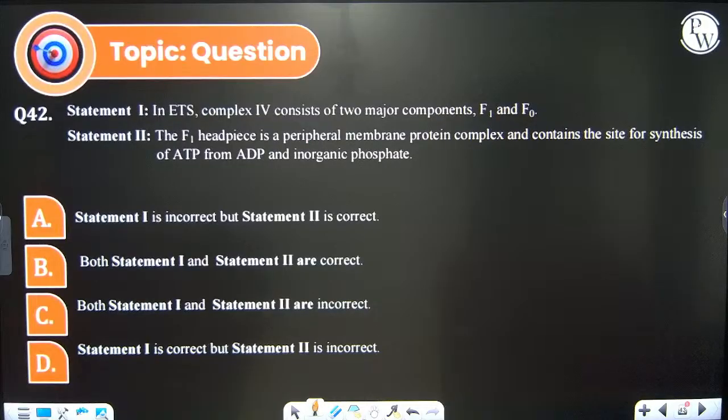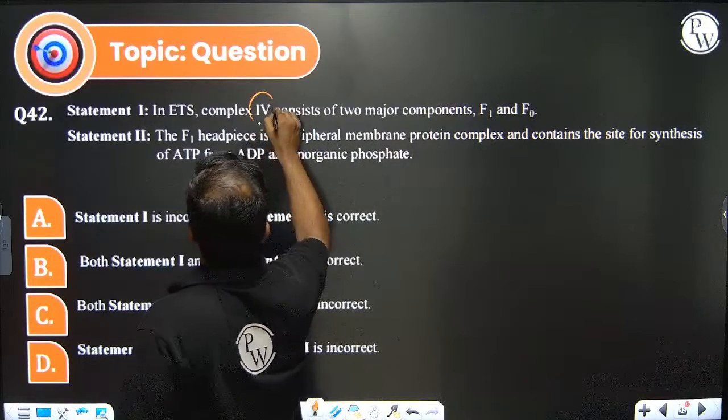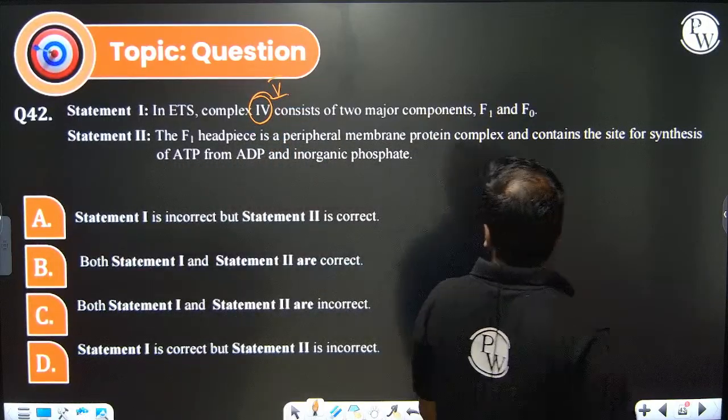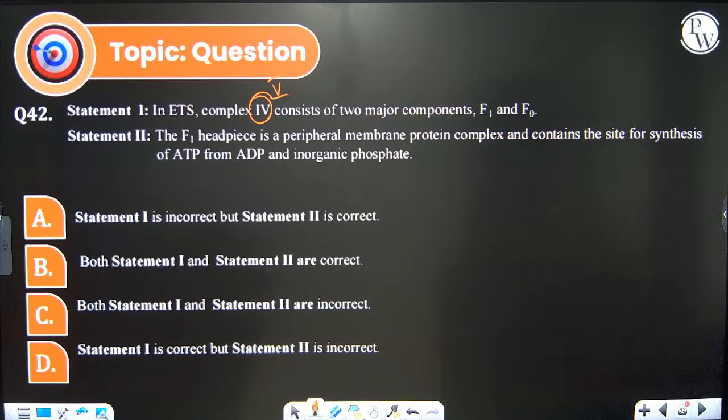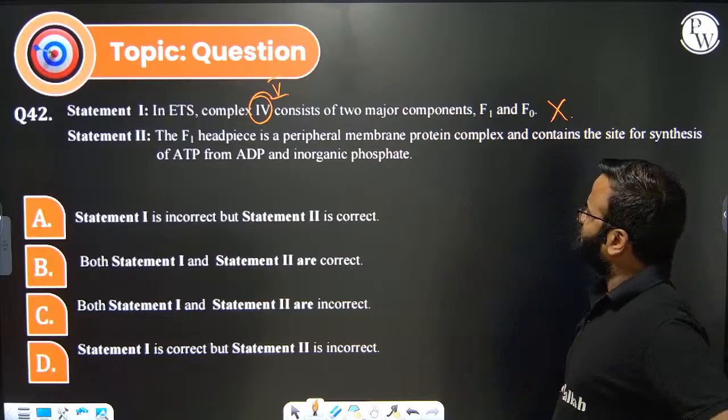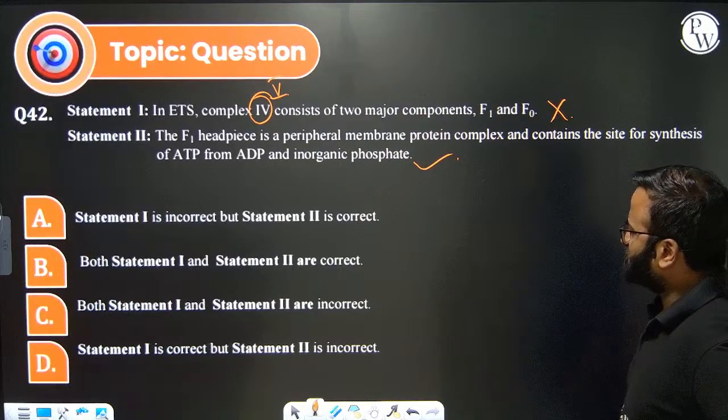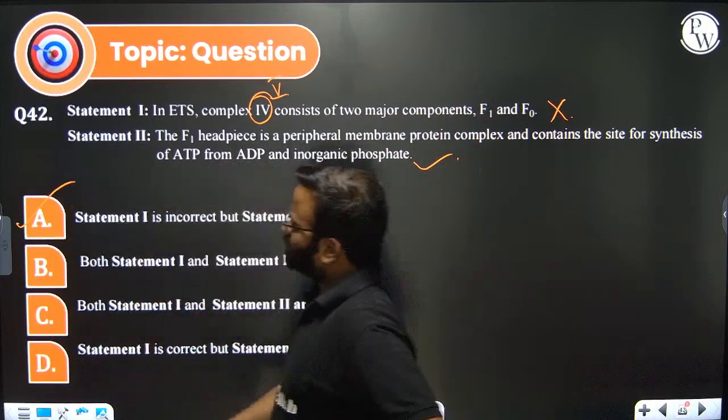Next. In ETS, complex 4 consists of two major components, that is F1 and F0. No, complex 5, right? In ETS, complex 5 consists of two major components, F0 and F1. So this is false. The F1 headpiece is a peripheral membrane protein complex and contains the site for the synthesis of ATP from ADP and inorganic phosphate. Yes, this is true. A would be our answer.